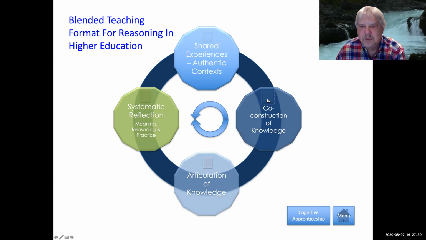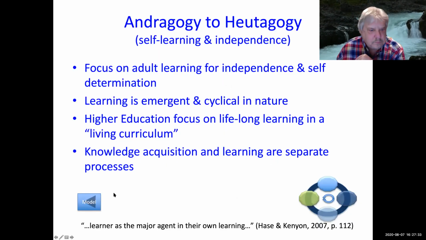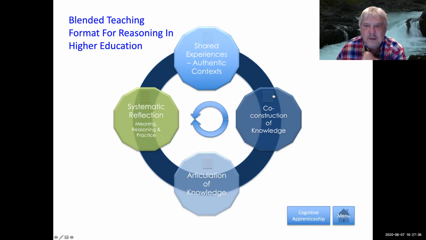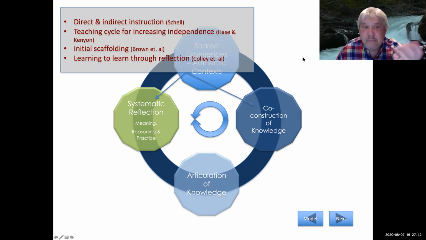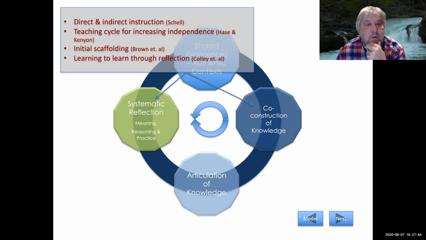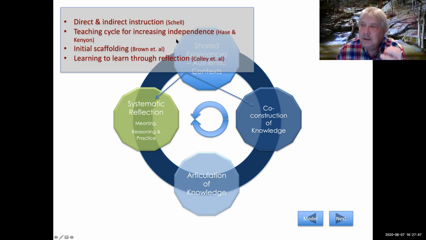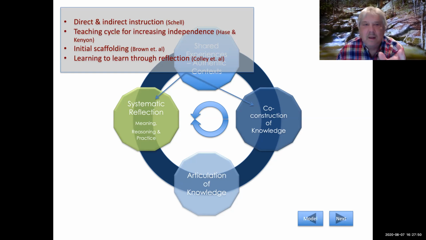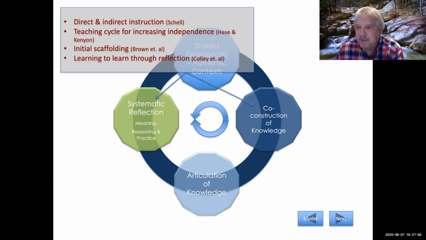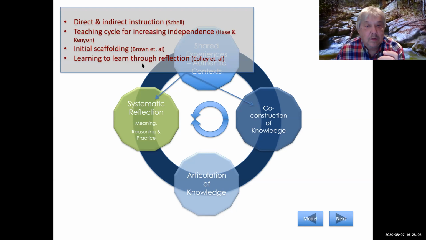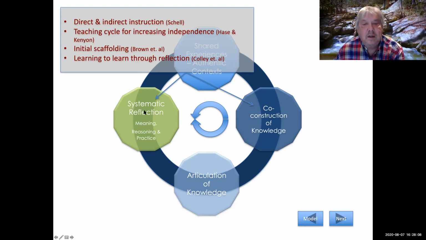Let's just look at the theories that support it. I go back to my model. I went too fast. It is direct and indirect instruction. That comes from my own research. It's a teaching cycle for increasing independence. And when we talk about instructional methods in a little while, we're going to be talking about scaffolding, and that's part of the cognitive apprenticeship that we're going to talk about. And then again, as I said before, it's all connected with reflection.